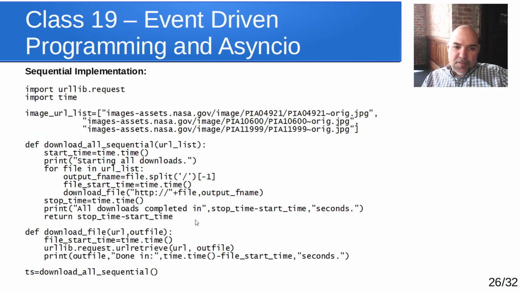Now, here's what the sequential implementation might look like. So here, again, are 3 of those NASA images. And we do a download all sequential. We basically start them all. We just go through the list. We get one. Once we have it, we call this download file function down here. That downloads it and saves it locally, and then we just have a loop that goes through one at a time in all of the ones that are in the list. And you've done this previously in that previous lab, so you should be familiar with something like this.